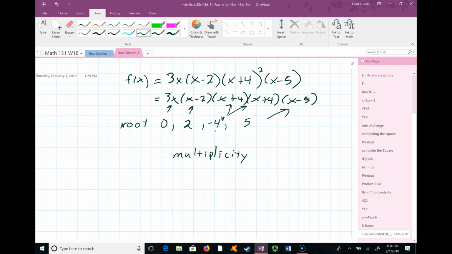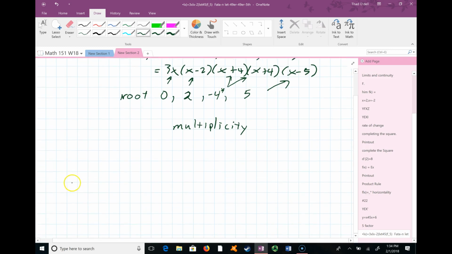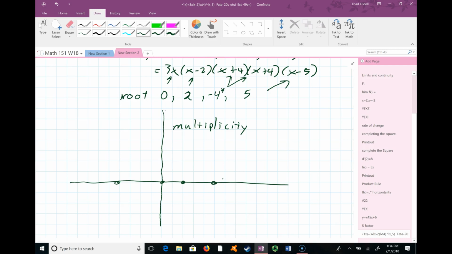Now, it doesn't mean there's an extra x-intercept somewhere because you don't have two different -4s on the x-axis. These are all the x-intercepts. So if I was to try to graph this, we would have x-intercepts of 0, 2, -4, and 5. Those are all my x-intercepts. So there's nothing different there.